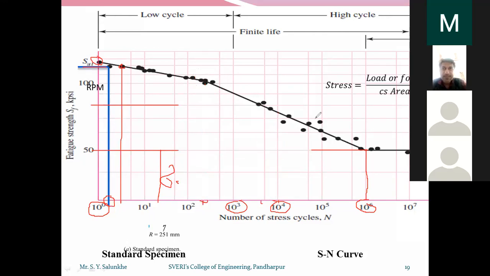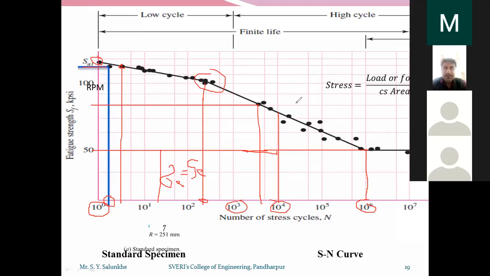Let me know. Yes, sir. Okay. So this SN curve later on can be modified and can be used. Is it clear?